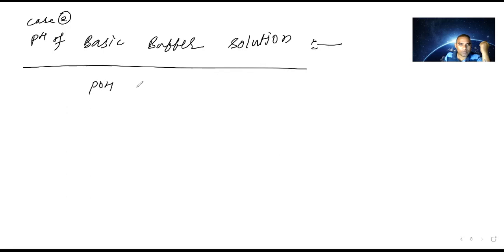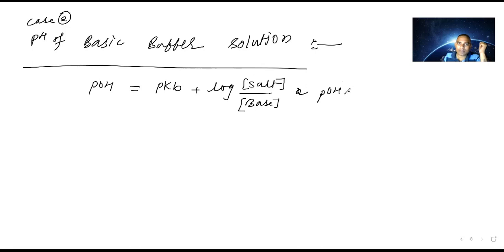Here pOH is equal to pKb plus log of salt, the concentration of salt upon the concentration of base. Or you can also write pOH is equal to pKb plus log of the conjugate acid upon the base. So acid means conjugate acid, the conjugate acid-base concept we studied.